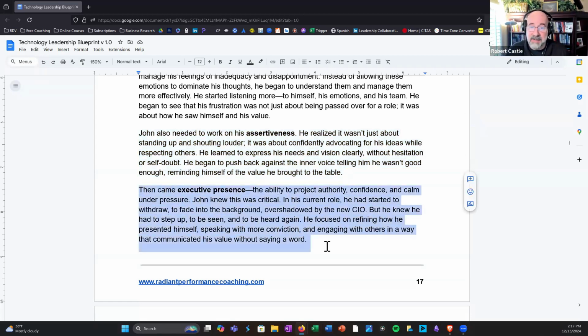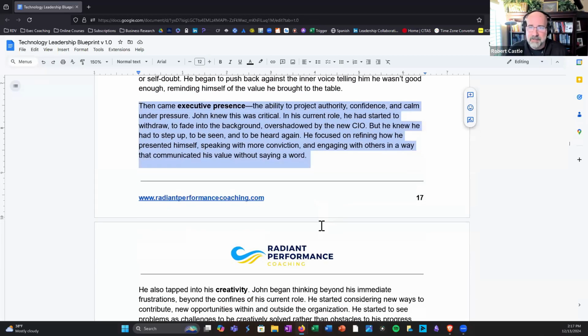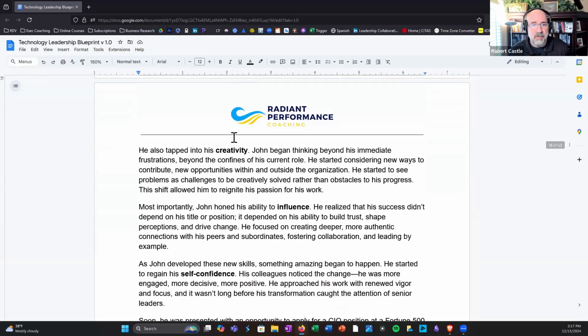Then came executive presence, the ability to project authority, confidence, and calm under pressure. John knew this was critical in his current role. He had started to withdraw, to fade into the background, overshadowed by the new CIO. But he knew he had to step up to be seen and to be heard again. He focused on refining how he presented himself, speaking with more conviction, and engaging with others in a way that communicated his value without saying a word.